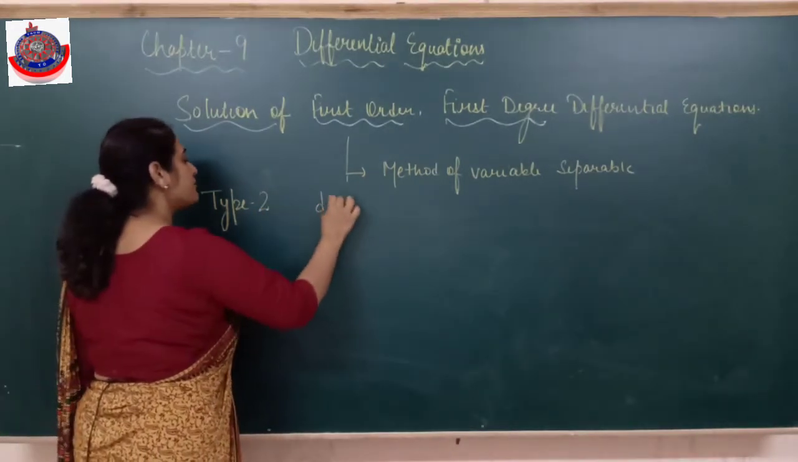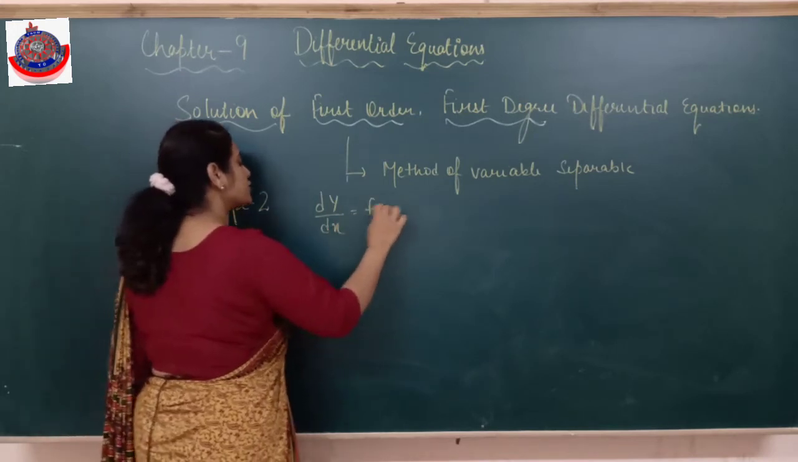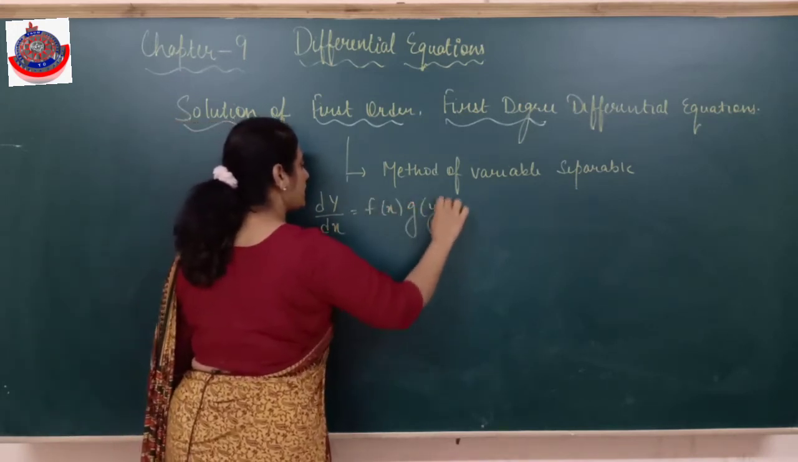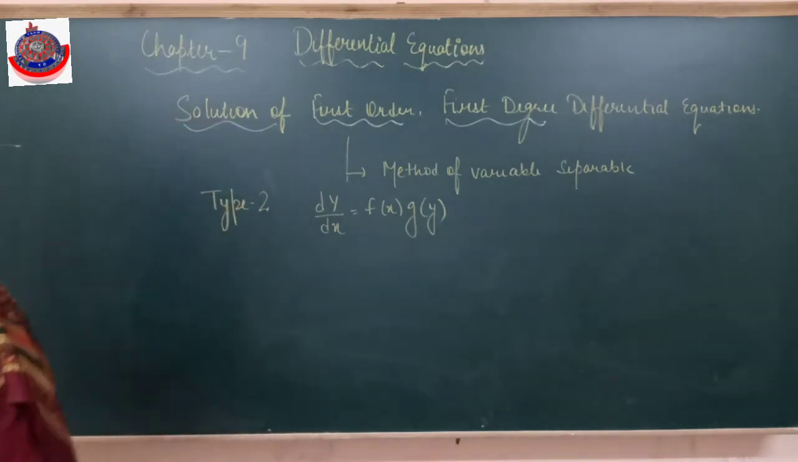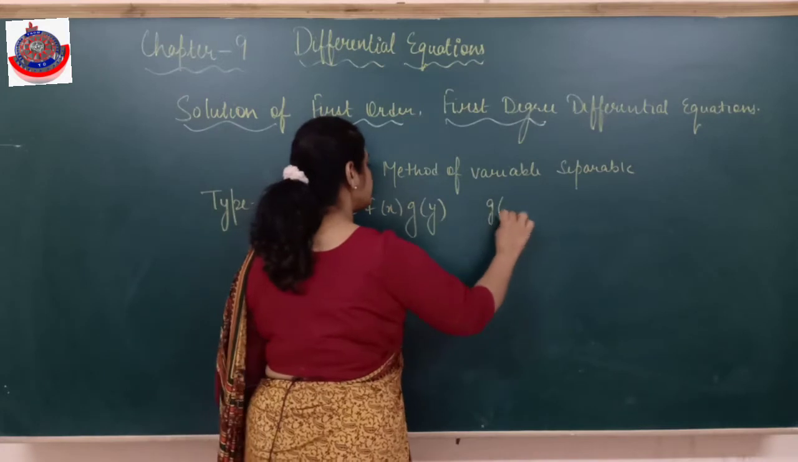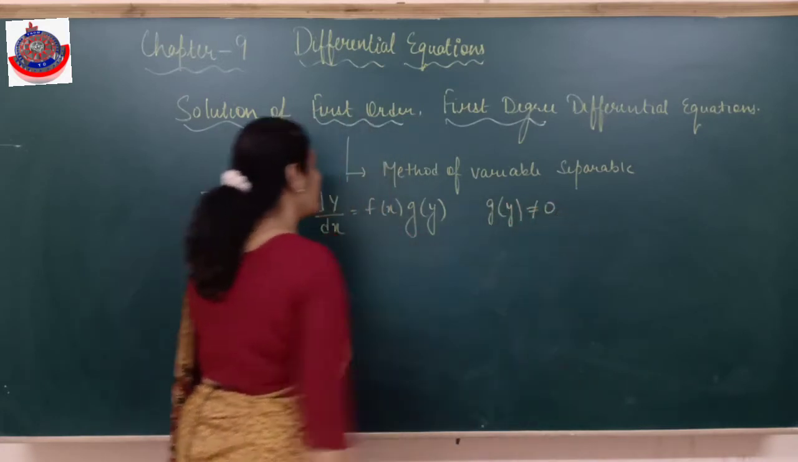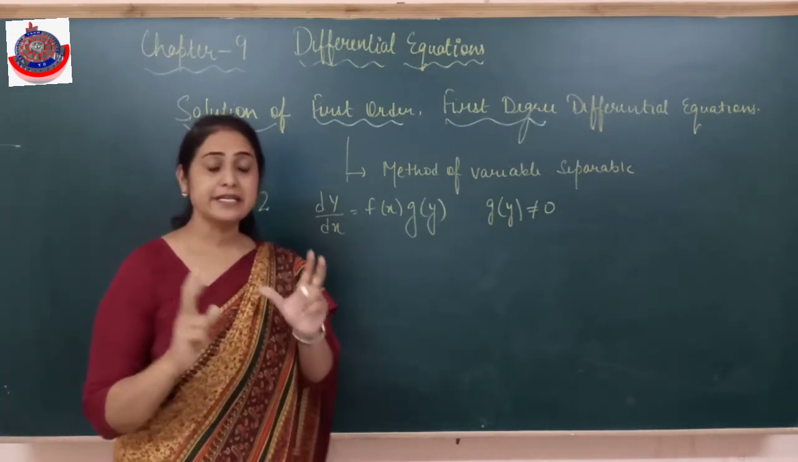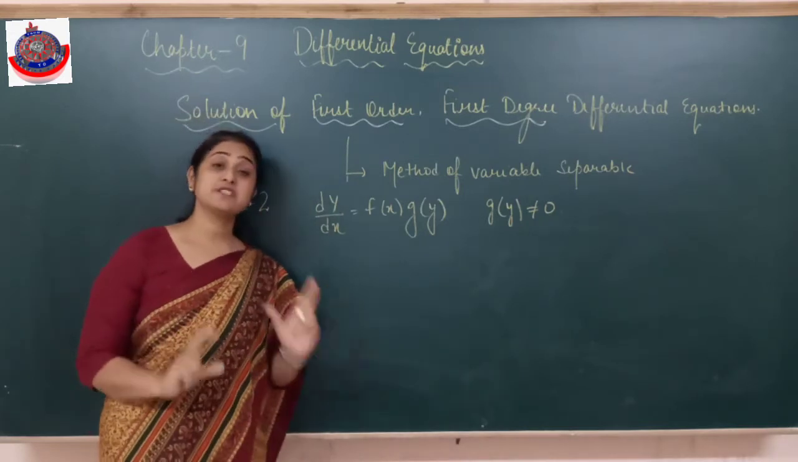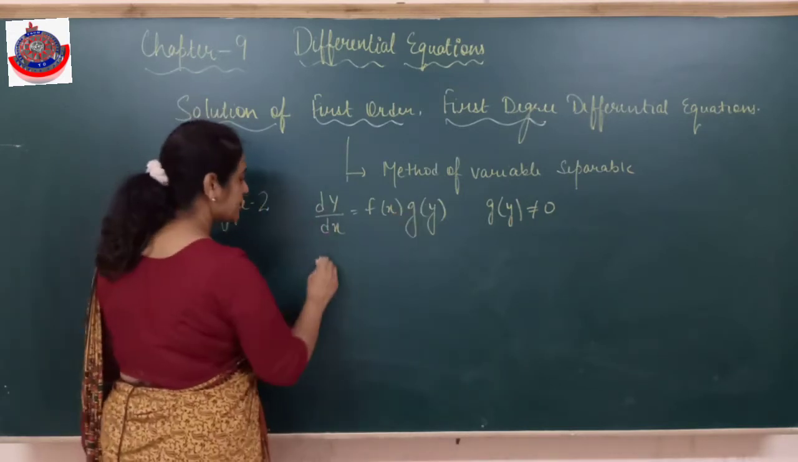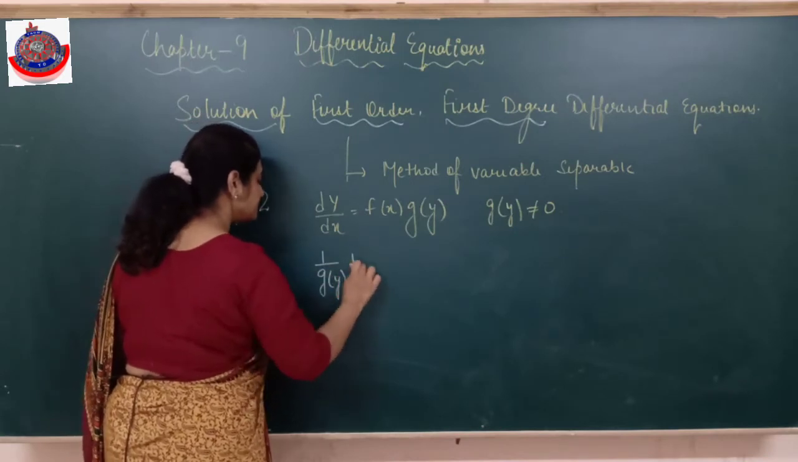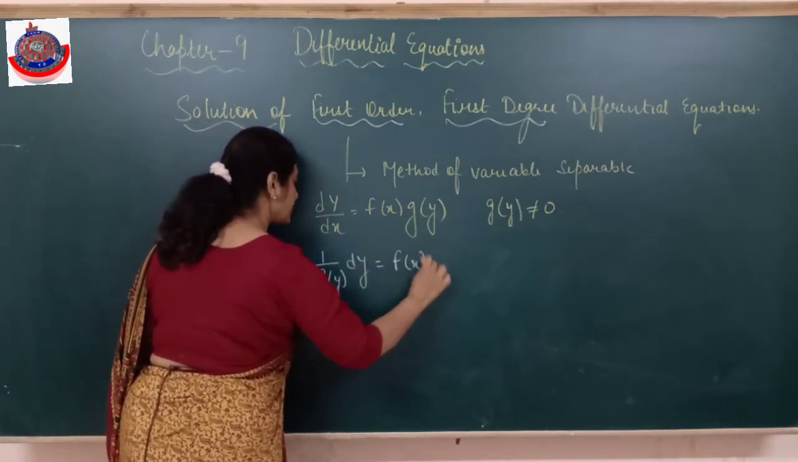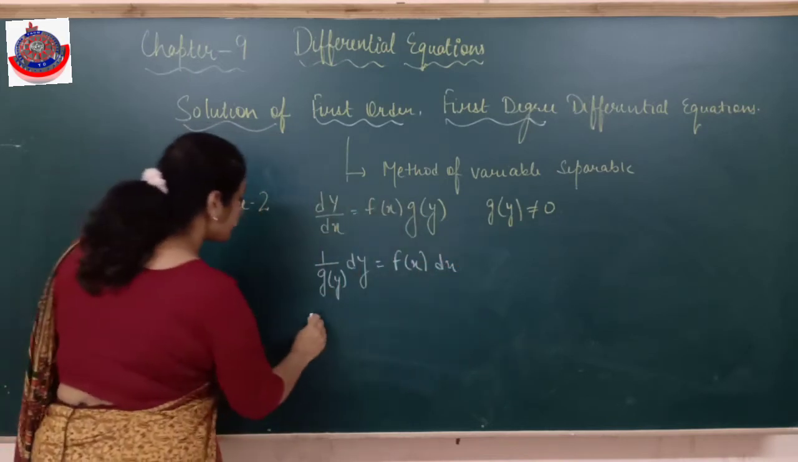Type 2 questions are, you have dy upon dx equals the function of x into function of y, means you have x and y both. Is it clear? Function of x and function of y. Clear? But what is given along? This g of y not equals to 0. Now whenever you have x and y, simple हमारा logic variable separable का मतलब है x की सारी terms dx के साथ होनी चाहिए, y की सारी terms dy के साथ होनी चाहिए. So do that. This g(y) will come with dy, dx will go that side. In next step we are going to integrate.